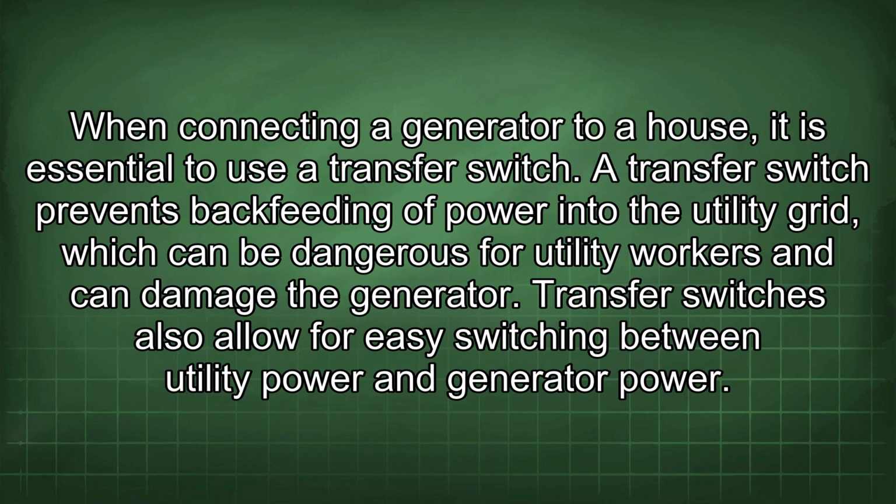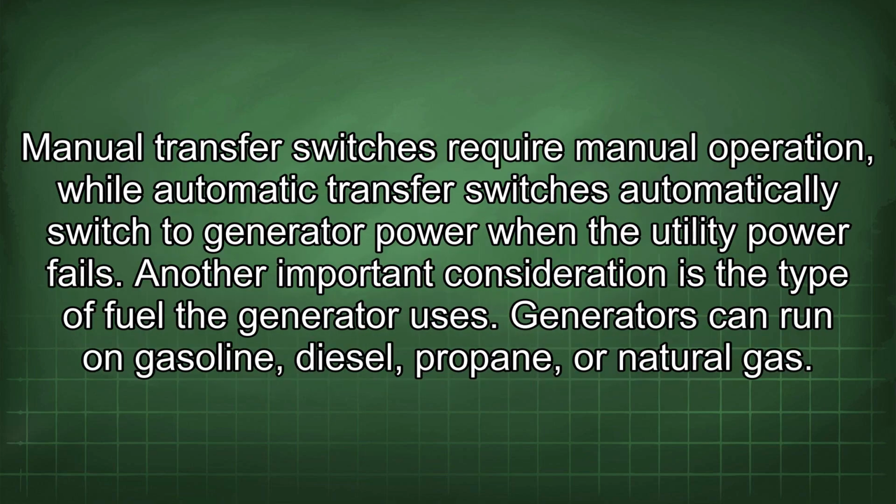When connecting a generator to a house, it is essential to use a transfer switch. A transfer switch prevents backfeeding of power into the utility grid, which can be dangerous for utility workers and can damage the generator. Transfer switches also allow for easy switching between utility power and generator power. Manual transfer switches require manual operation, while automatic transfer switches automatically switch to generator power when the utility power fails.